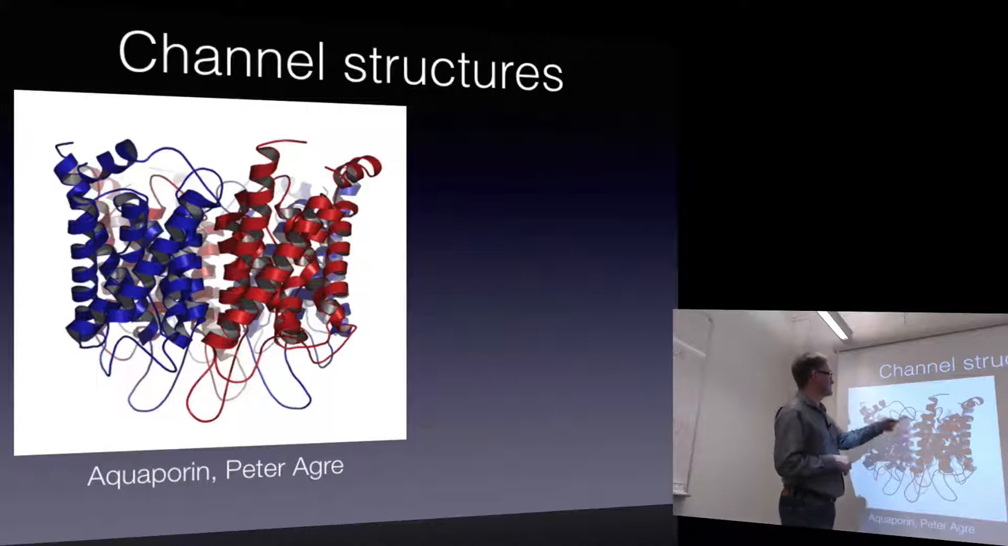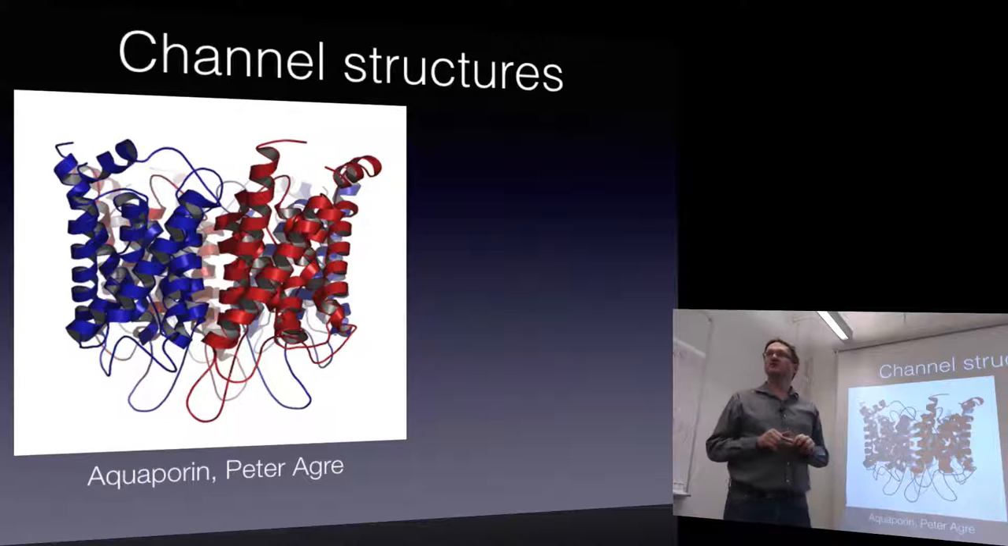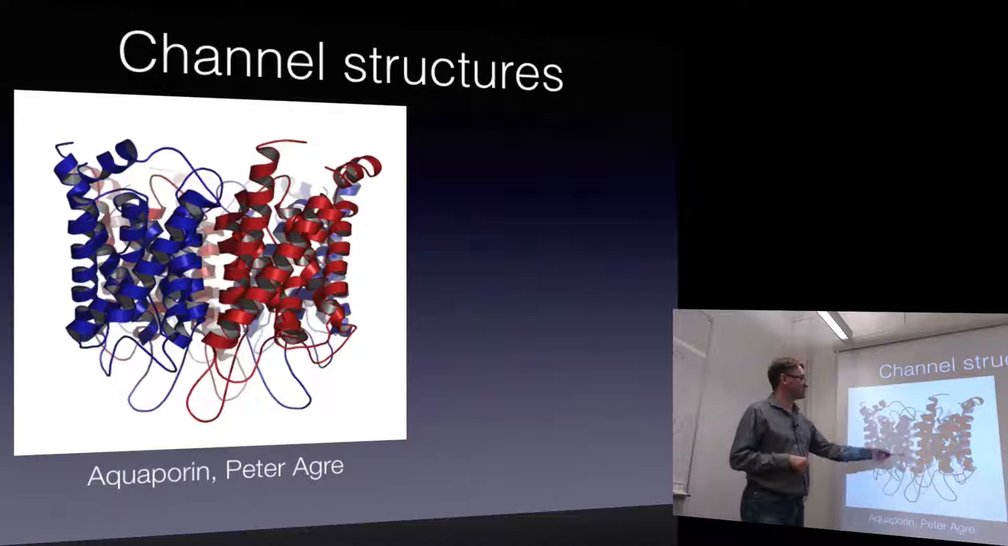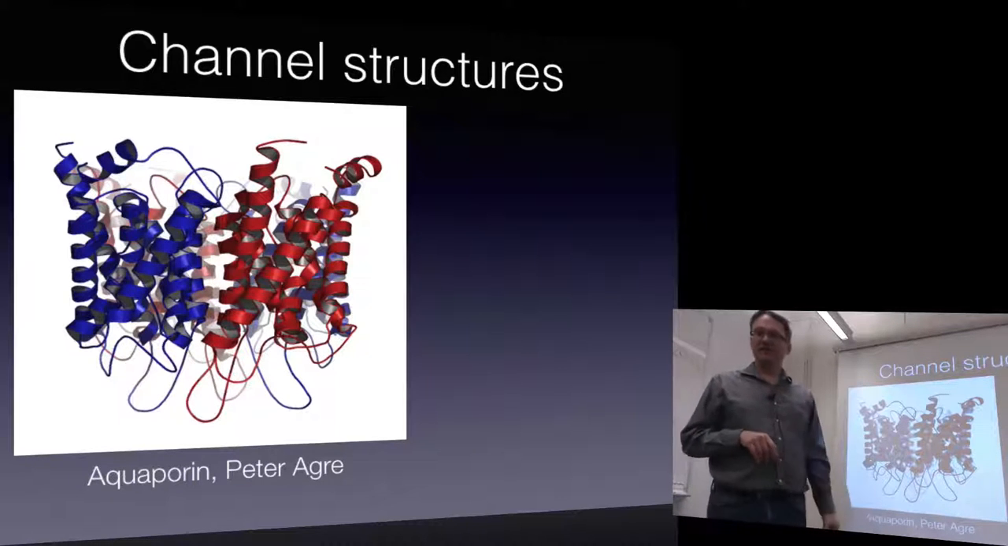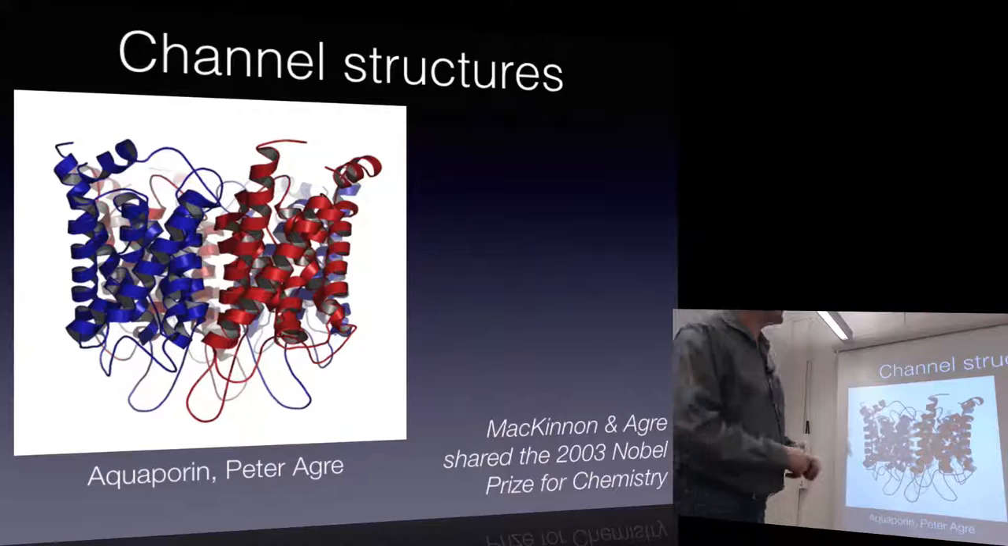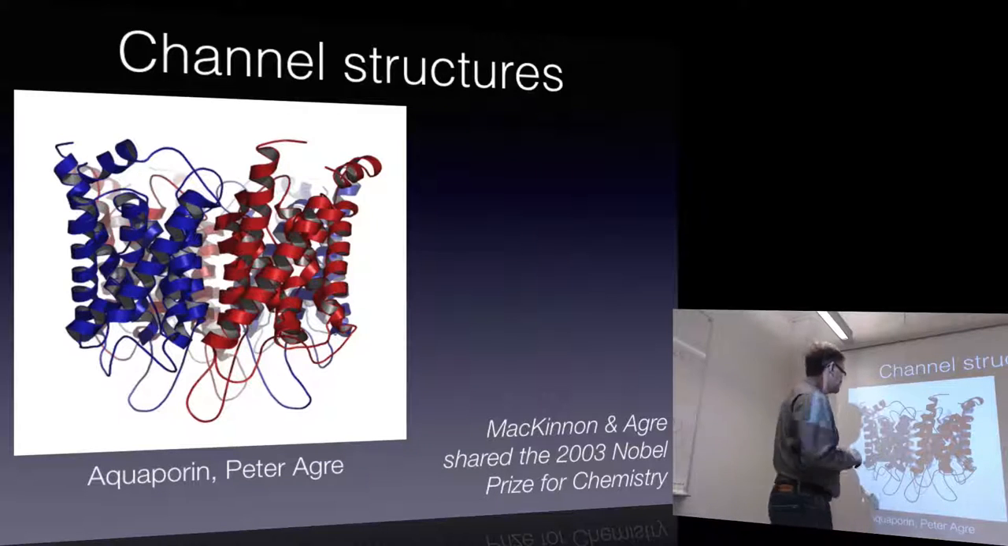This is a similar small channel that lets water in and out of your cells, which is good because, depending on pressure and salinity, if you didn't have anything to control the volume of your cells, all your cells would explode with a sudden change in temperature or level of salt. Most of us usually don't explode, and that's because these channels let water in or out. Both Peter Agre and Rod MacKinnon shared the 2003 Nobel Prize for chemistry for these molecules.